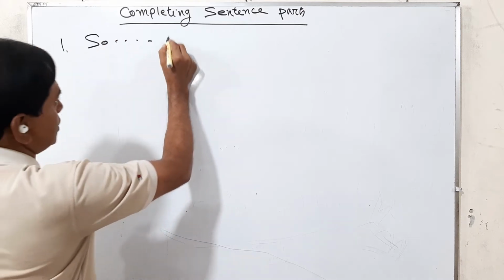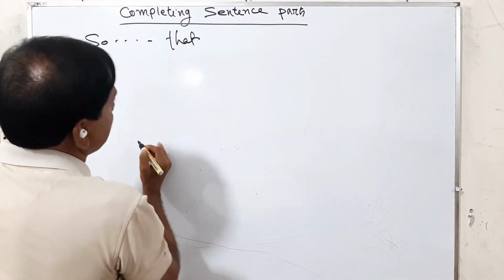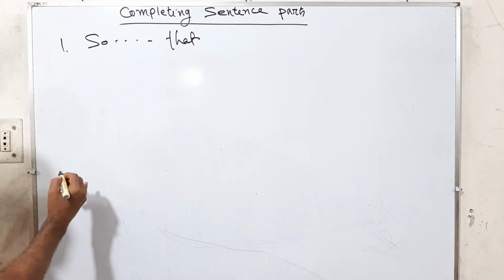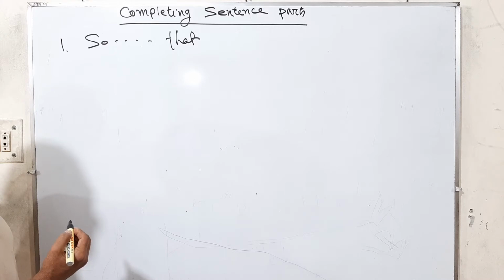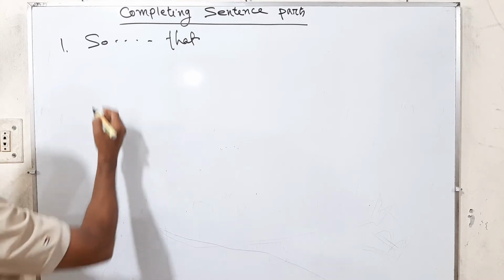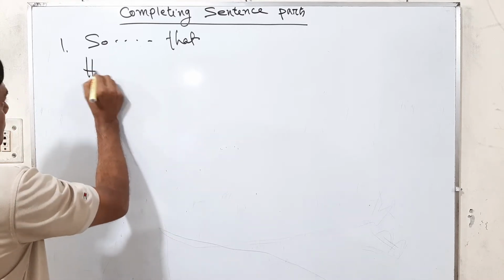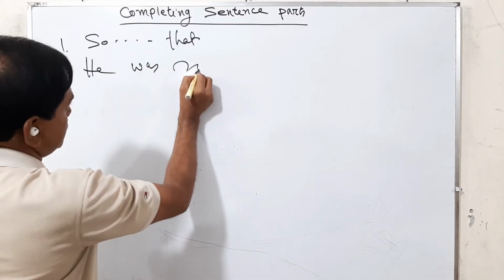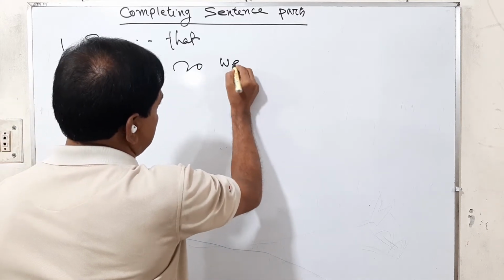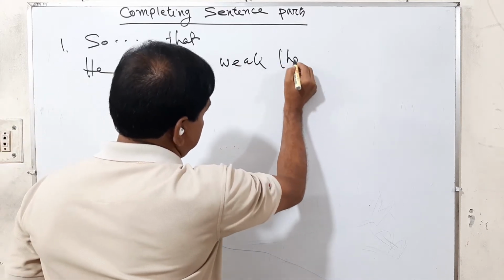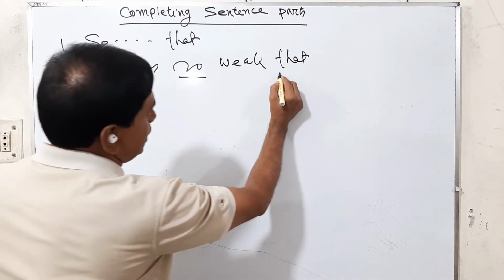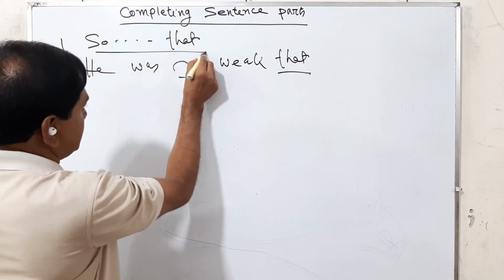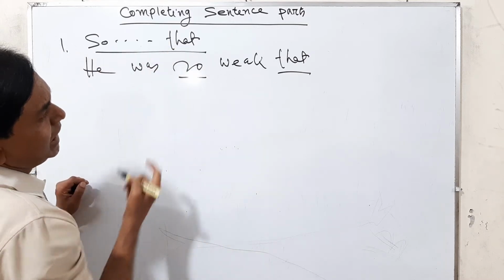so that. You know it very well. It is a kind of structure and it indicates the completing sentence parts and the complex sentence also at the same time. So look at it please. He was so weak that. Now you can easily understand that this structure is the same with it. So what will be the answer?